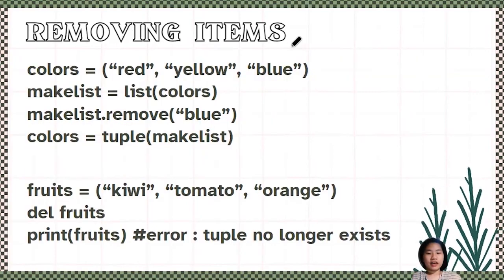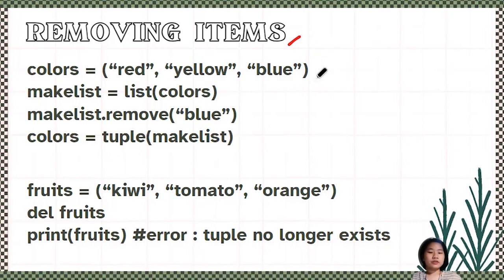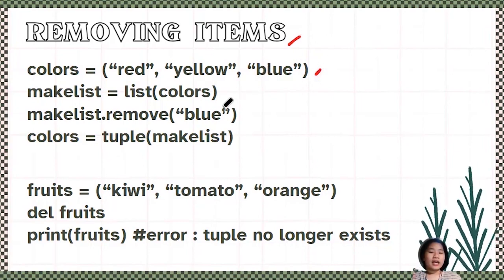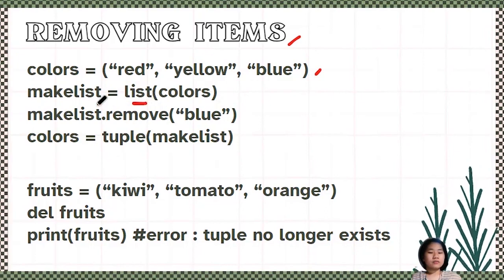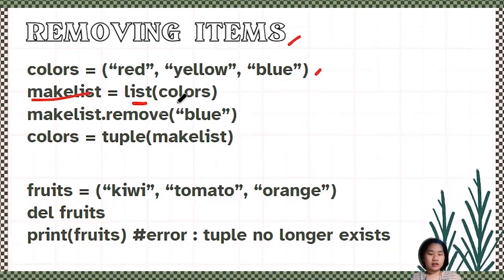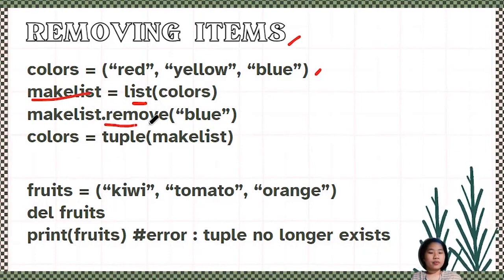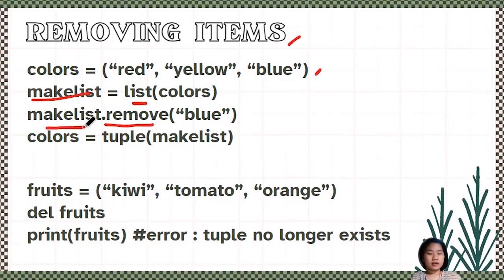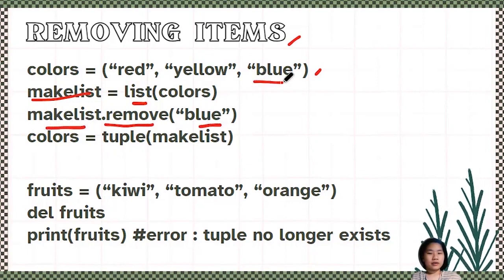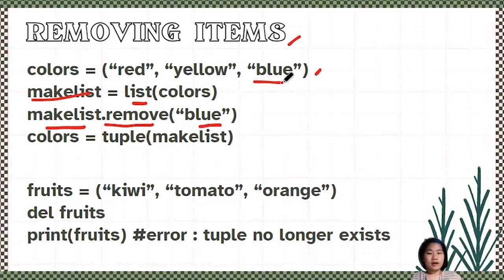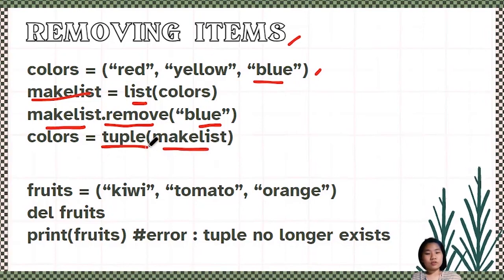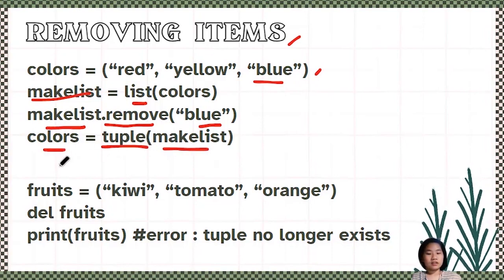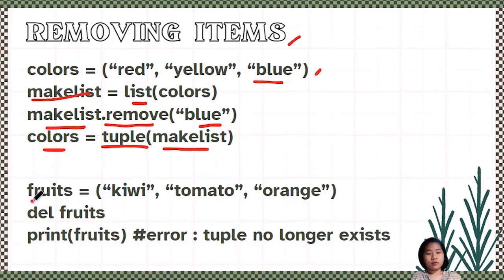Last but not least, removing items. Now I have a tuple over here, red, yellow, and blue, and I convert it into a list using the list constructor, and I rename it make list. Now I apply the remove method to make list in order to remove the last value, which is blue. Now I convert make list into a tuple once again with the tuple constructor, and I rename it colors, the OG name.